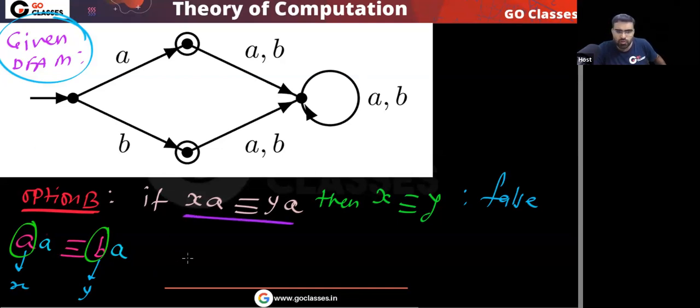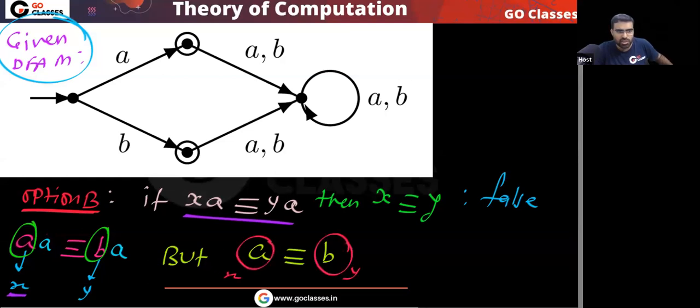So you can notice that XA is equivalent to YA. Yes or no? If you assume X is A and Y is B, then XA is equivalent to YA. But can I say X is equivalent to Y? This is your X, this is your Y, but they are not equivalent. Is this point clear? So remember, this option B is false.